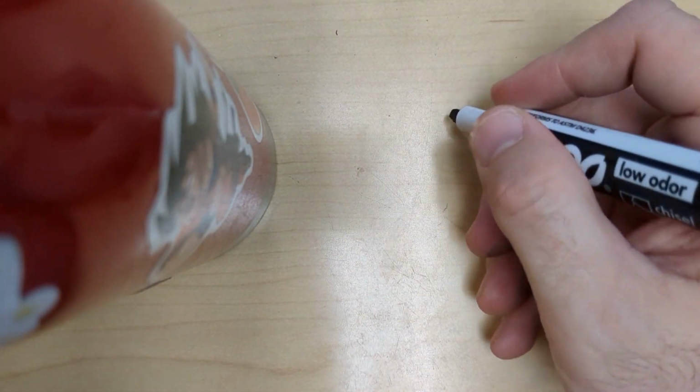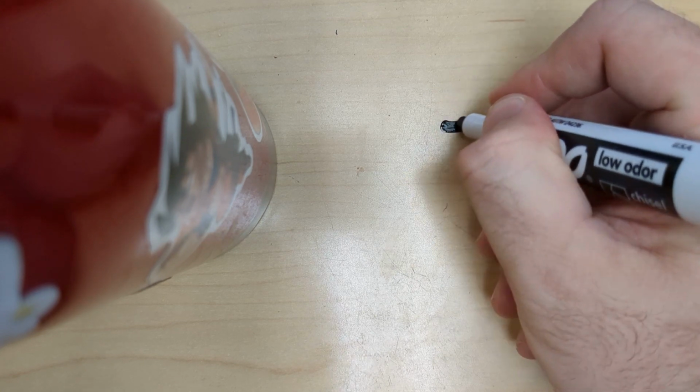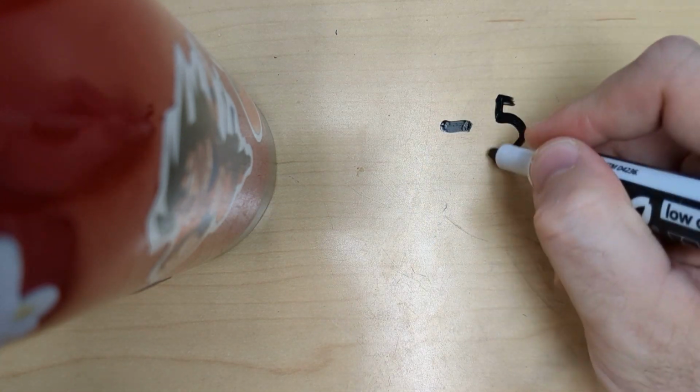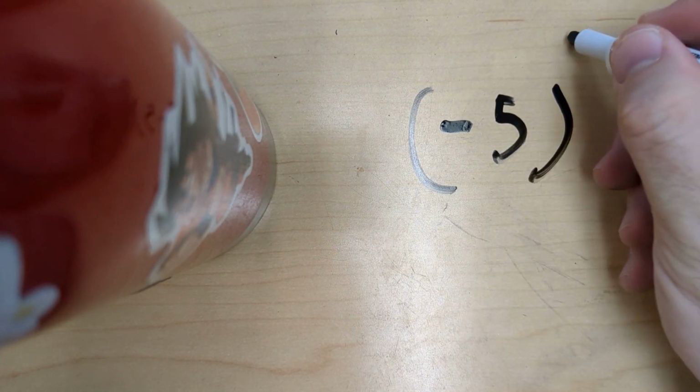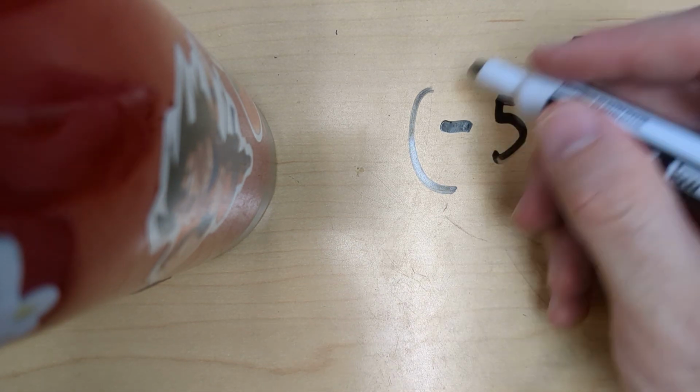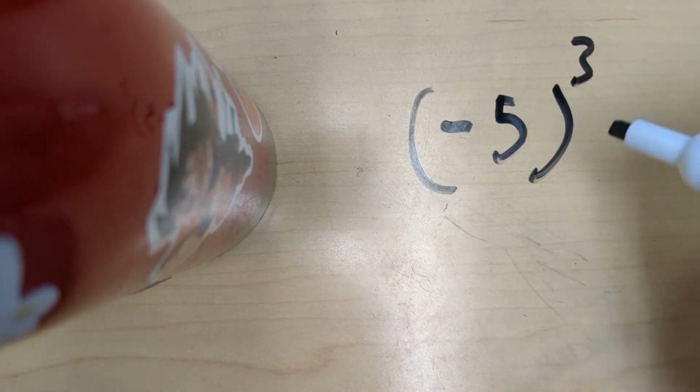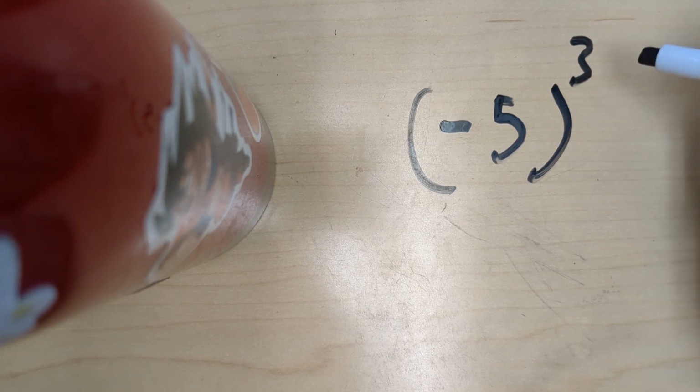Now, whenever we're talking about exponents with negative numbers, like if we've got negative 5 to a power of 3, then when we're working with that, that negative is still going to stay there, because we're just saying we have 3 sets of this negative 5.